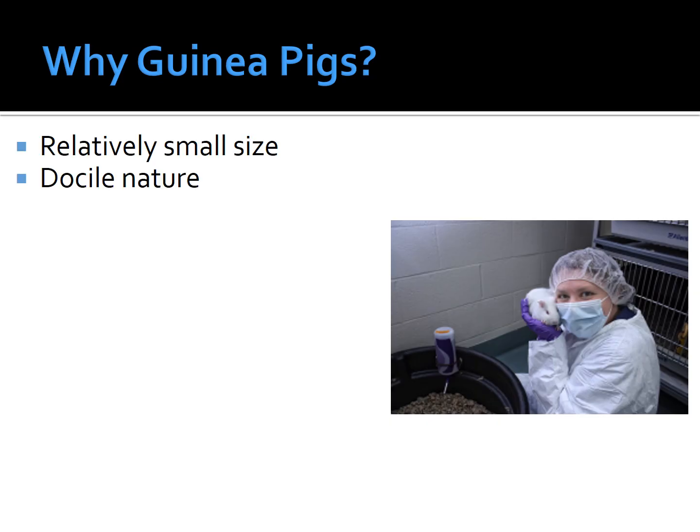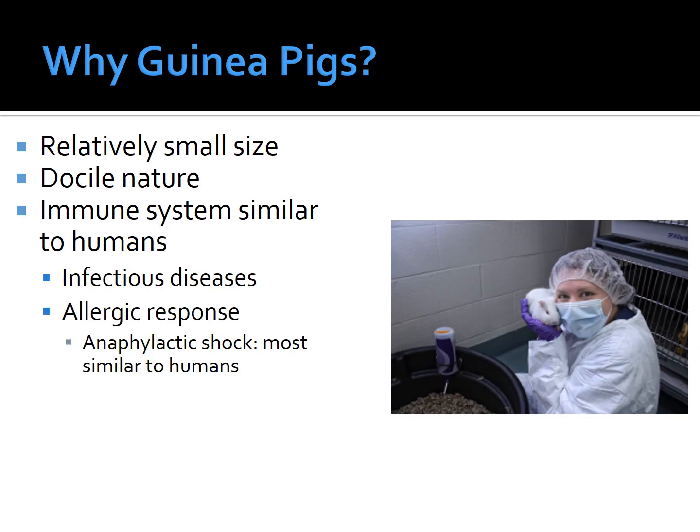Why would somebody want to use guinea pigs for research? They are a relatively small size, very docile animals. They have an immune system similar to ours, and that means that they respond to infectious diseases the same way that we do, as well as allergic responses. Of all of the animals we could use, their anaphylactic shock response is most similar to humans.